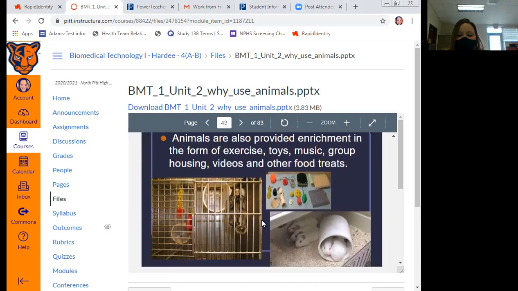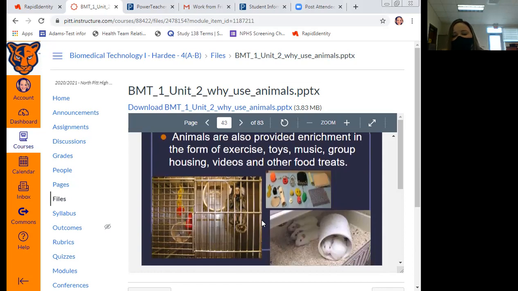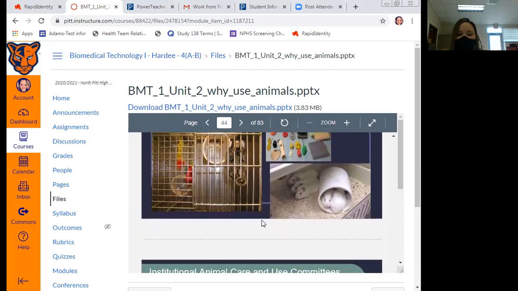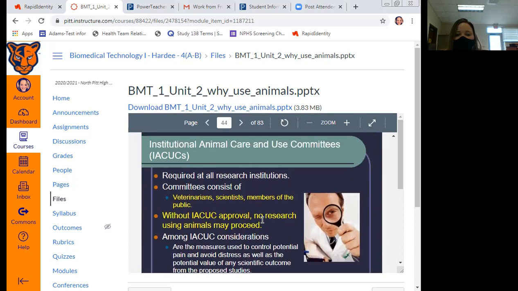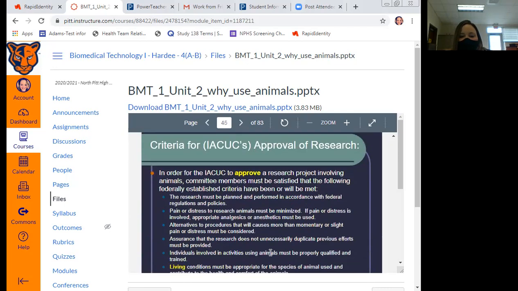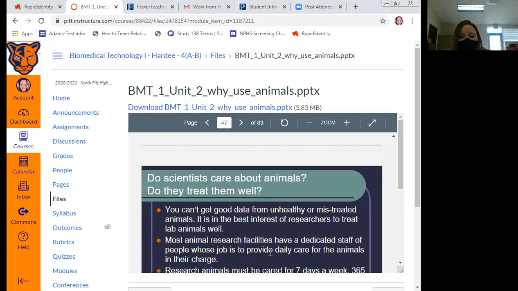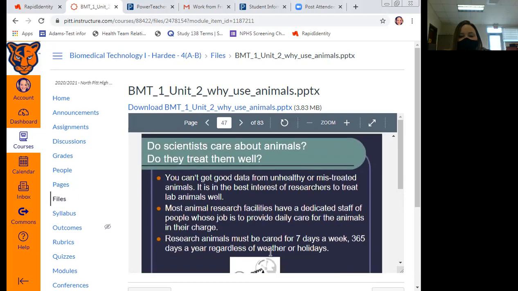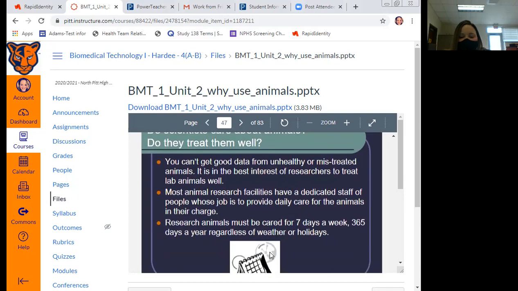Environmental enrichment is what you're going to see here, and that's providing toys, providing companions, etc. Here's more information on some of those acronyms of facilities and agencies, committees, etc. Do the scientists care about the animals? Do they treat them well?